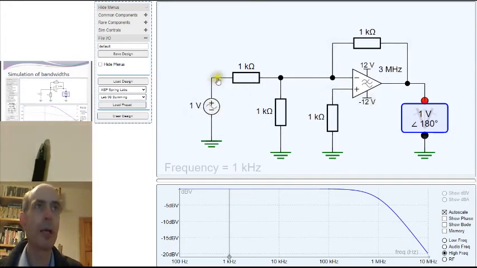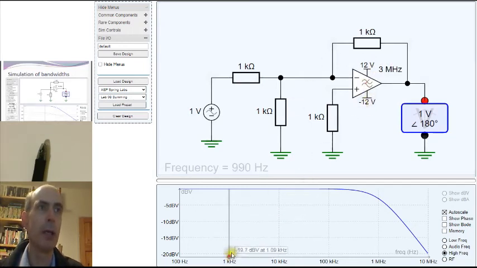This input has a gain of -1 to the output. This input also has a gain of -1 through to the output. So that would be 3 megahertz divided by 1 plus 1 plus 1, or 3 megahertz divided by 3, or just 1 megahertz. So we're expecting the bandwidth of this op-amp amplifier to be 1 megahertz.